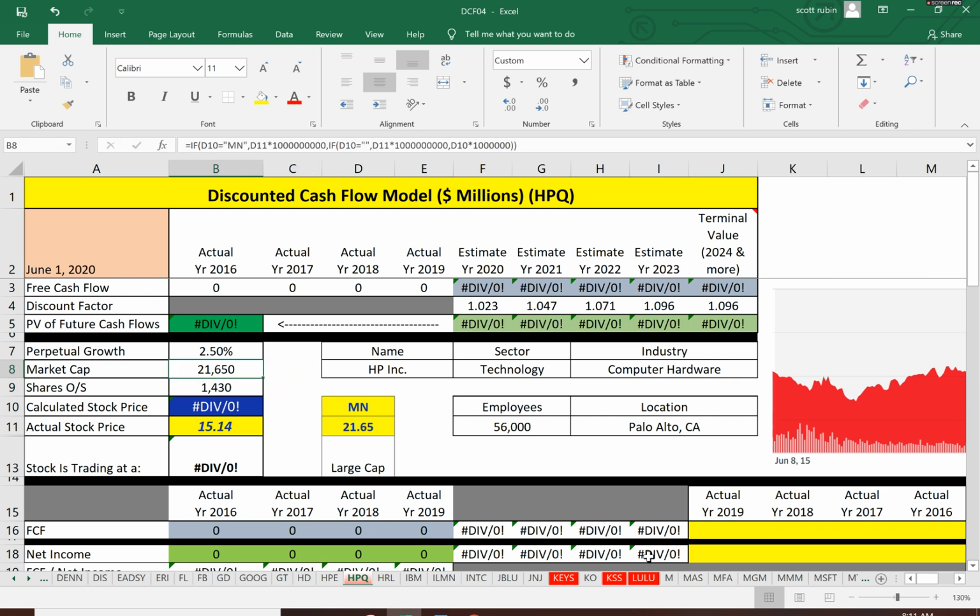So the way we calculate the value of a company is we estimate future free cash flows and then discount those numbers back to today's dollars. Then when we get the value of a company, we divide that by the shares outstanding to get a calculated stock price, and we'll compare it to the actual stock price.